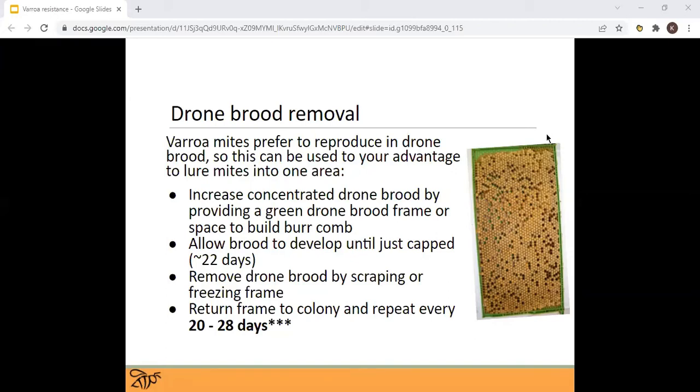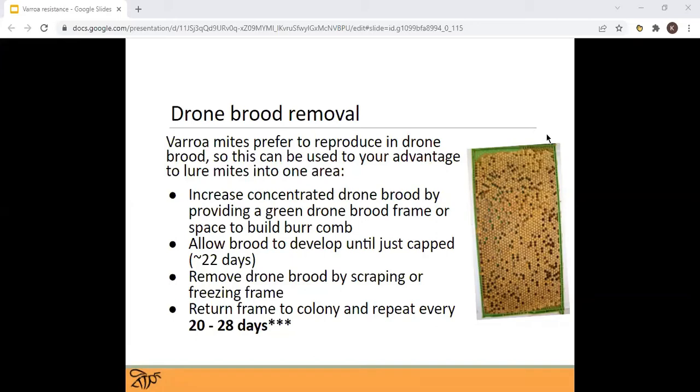So as long as you give them a good space to do that in, they should fill that up with drone brood, as long as they're strong enough to do so. So with drone brood removal, you do have to make sure that you have a strong colony to do this. If you have a weaker colony, or they don't have enough resources, they're not going to produce any drone brood. So, no matter how often you go back and try to remove the drone brood, if there's none to remove in the first place, then this isn't going to do much for you. So this does take strong colonies to make it effective.